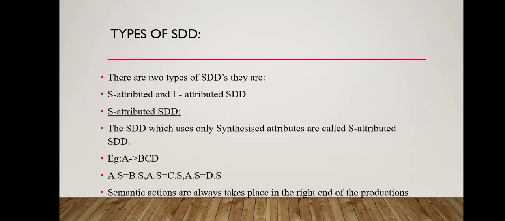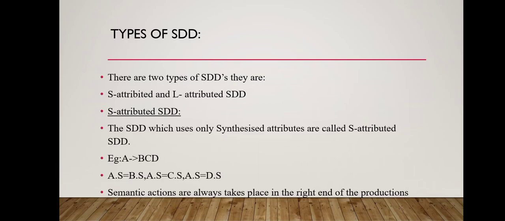Here is an example. A production rule is given: A implies BCD. Here A is a parent node and B, C and D are the children nodes of A, and B, C and D are siblings. Its corresponding semantic rules are given: A.S = B.S, A.S = C.S, A.S = D.S. These are the semantic rules given. Here A is a parent node which accepts values from B, C and D. B, C and D are the children nodes of A, so A is a synthesized attribute.